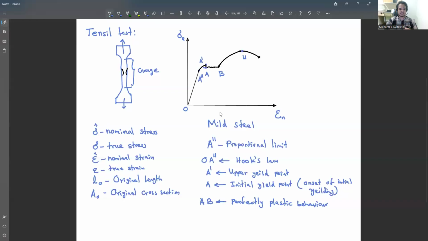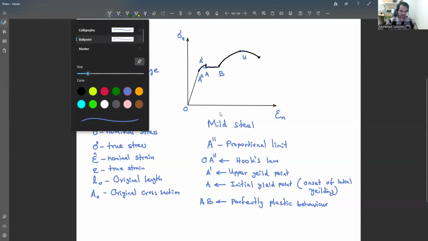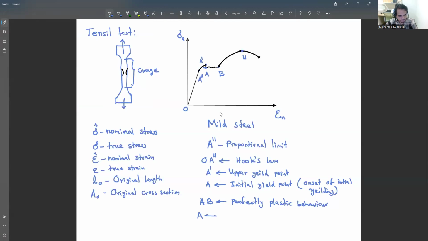Why do we define this as perfectly plastic behavior? In this region the stress is constant while the strain is increasing. That's why we define it as a perfectly plastic region. Everything I have pointed out, I think I have marked here. Another one is point A, the initial point. A we take for the real design, meaning the lower yield point. It is the lower yield point.